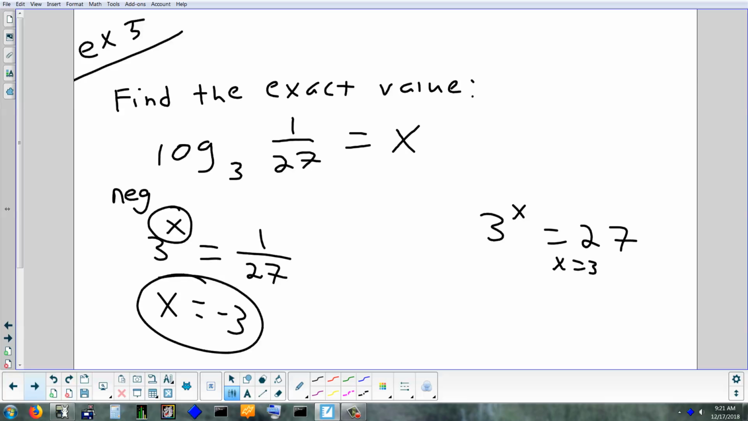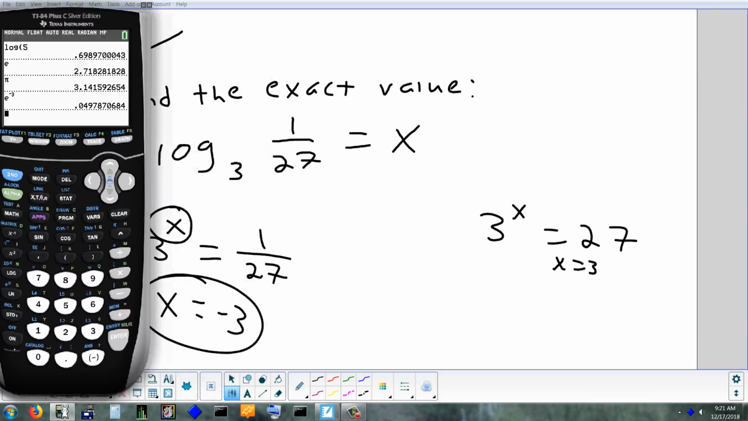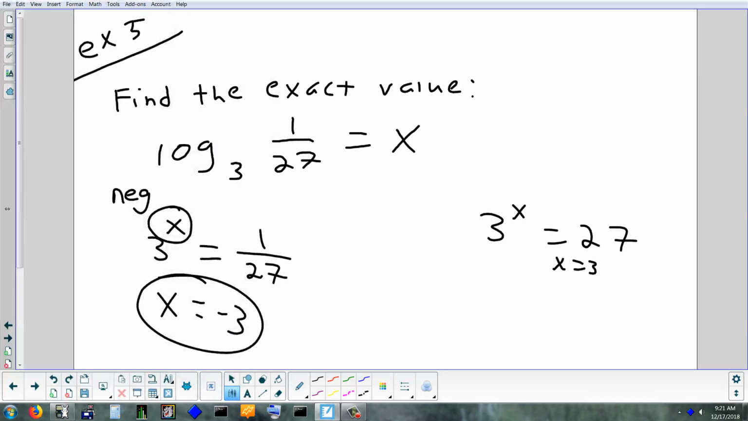And that's pretty easy to check because you can just type it in. Type in 3 to the negative third. I get that number, 0.037. Well, let's see what 1 divided by 27 is. Yep, it comes out the same on each side, so I know it's right. Any question on that one?